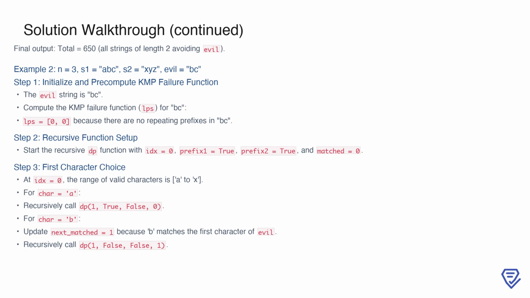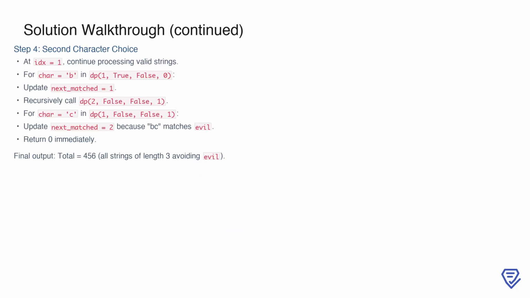For char equals b, we update next_match to 1 because it matches the first character of evil, and we recursively call dp(1, false, false, 1) to proceed. At the second position, idx equals 1, we continue processing valid characters. For instance, if we're in the state dp(1, true, false, 0) and choose char equals b, the next_matched value is updated to 1, as b matches the first character of the evil string. We then recursively call dp(2, false, false, 1) to process the next position.